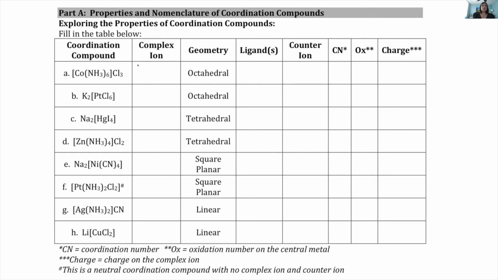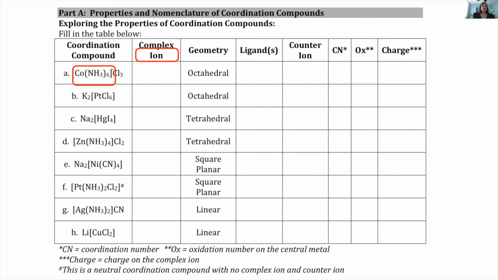So the first thing we want to fill out is the complex ion. Ion means that it has a charge, so we want to make sure whatever we fill out here has a charge with it. We should know that the complex ion is found in brackets in our coordination compound, which I've boxed here. So that is our complex ion, but again, it's an ion. We need to write the charge.